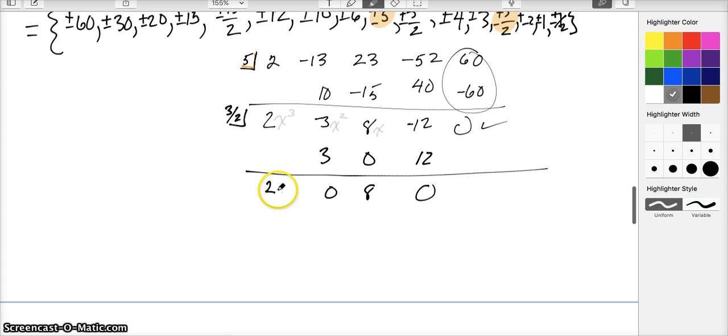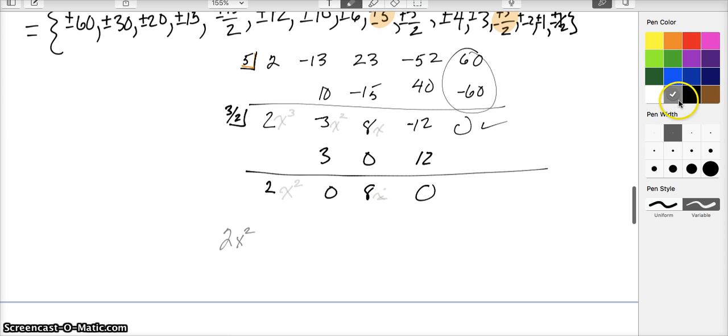So this was x cubed. This is now going to be x squared. The zero is negligible, and then I have a constant here. So my equation is going to look like this. 2x squared plus 8 is a factor.